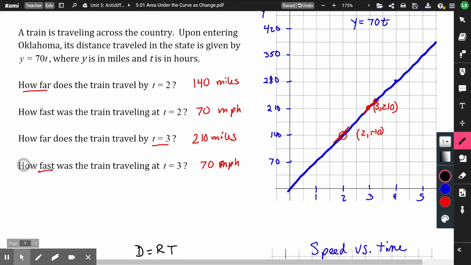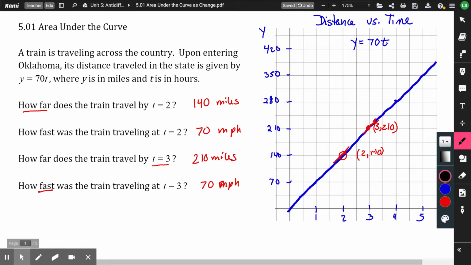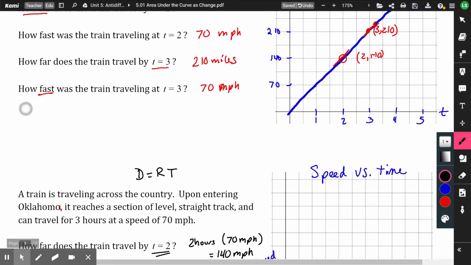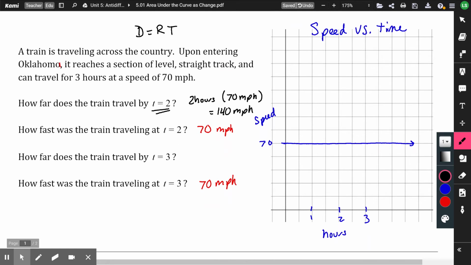On the graph above, when we were given our distance, we were able to find the velocity by using a derivative. But this time when we're given our speed or we're given that velocity and we want to try to find out how far we've traveled, we need to analyze this graph in a different way. How do we come up with the 140 miles by this particular graph?